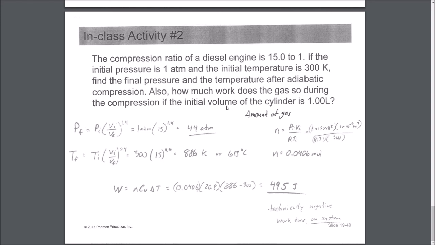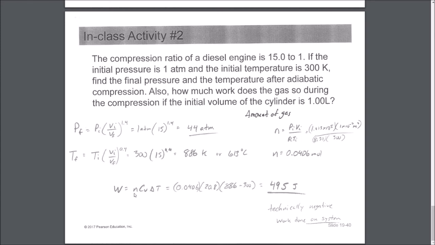Oh yeah, how much work does the gas do during the compression if the initial volume is 1 liter? All right, well, we've got to put that in. 1 liter is 10 to the minus 3 cubic meters. You need to have that in there. Now, we're using the ideal gas law to find our moles, just like we did in the last problem. Everything's got to be SI for the ideal gas law, though. We don't have ratios or proportions here. This is a straight-up equation. 0.04 moles is the amount of gas that we're working with here.